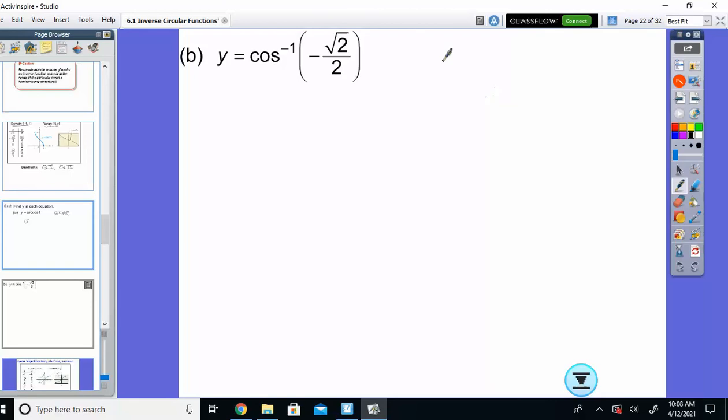Okay. Cosine inverse of negative radical 2 over 2. So we can be in quadrants 1 or 2 because I have cosine inverse. If it's negative, it's quadrant 2. Reference angle. When is cosine radical 2 over 2?